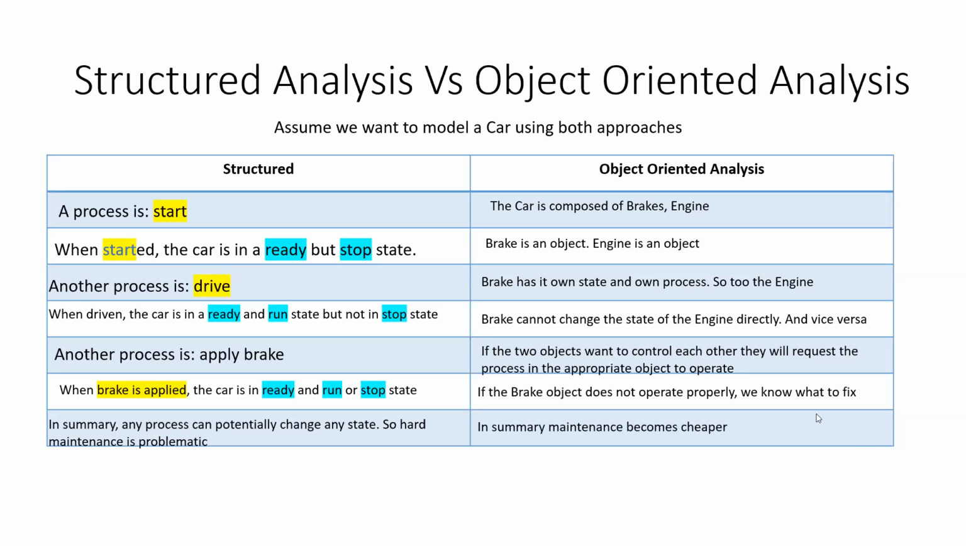So in summary, maintenance with the object-oriented approach becomes a lot cheaper and much easier because we are constraining the processes to work on appropriate states in that object, so they cannot be working on every object's every process. So that's it. I just want to make it simple. Hope this is clear.